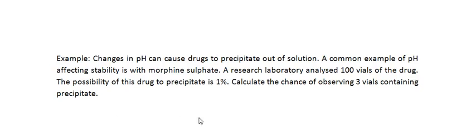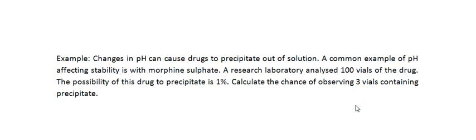Now the first thing we have to do is to check whether this example fulfills all the binomial probability distribution requirements. Now what is the first requirement? The procedure has a fixed number of trials. In this case, it does have a fixed number of trials, which is they are analyzing only 100 vials of the drug. So the n value here is 100.